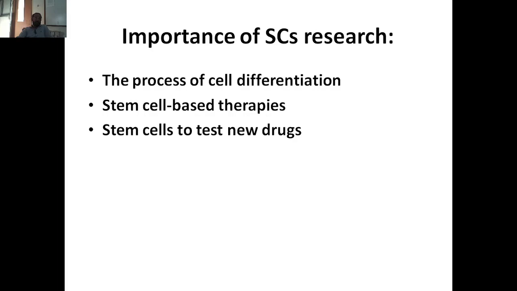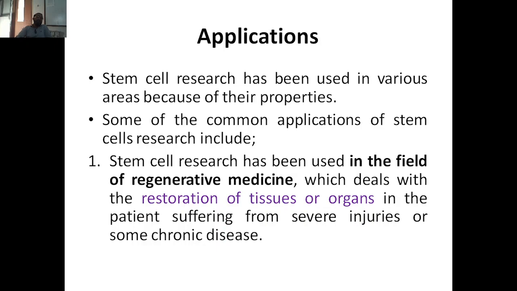Importance of stem cell research: the process of cell differentiation, stem cell based therapies, stem cells to renew or test new drugs. Applications: stem cell research has been used in various areas because of their properties, self-renewal and ability to differentiate to give rise to different cell lineages, different cell types. So some of the common applications are here.